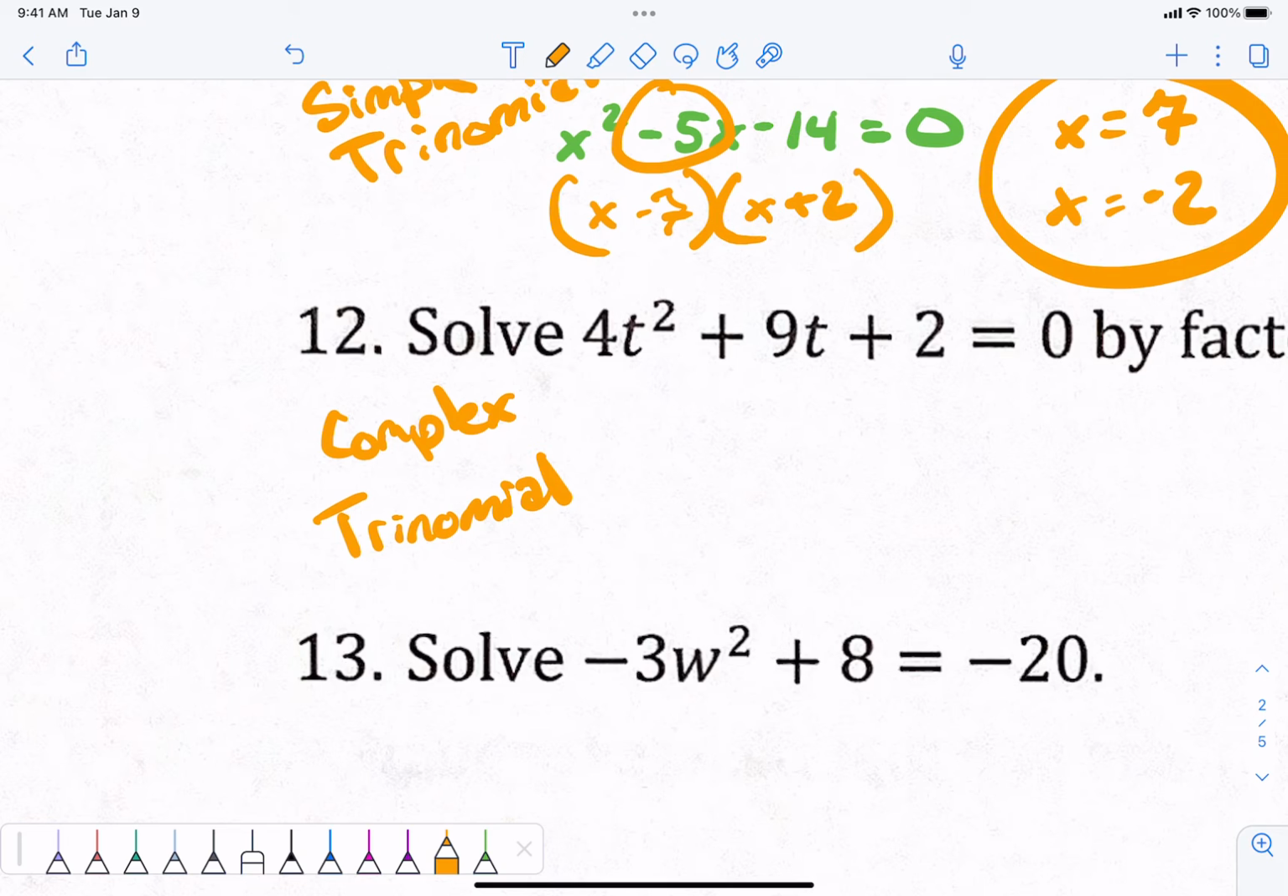Steps for complex trinomial. What do we do? Multiply the first number and the last number. Multiply the first one and the last one.